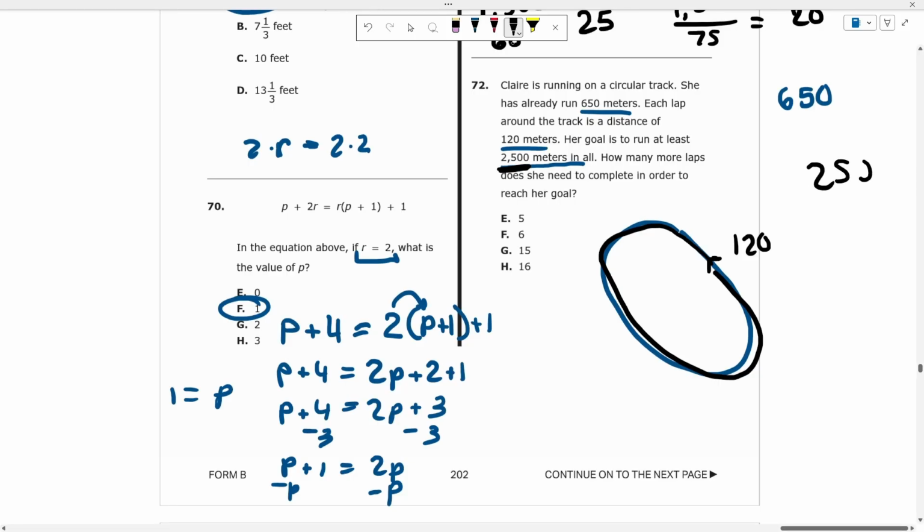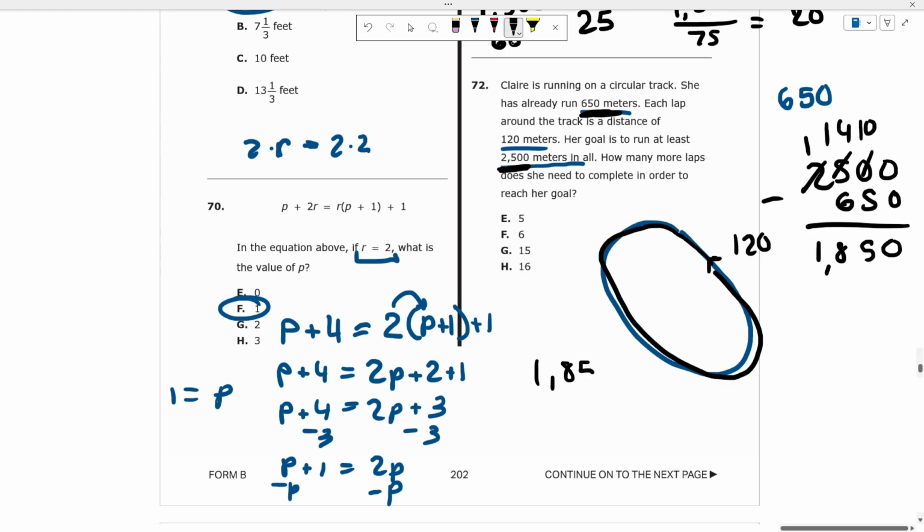So the first thing I'm going to do is I'm going to subtract that 650 that she already ran from her total goal, right? And I'm going to be left with 1,850. So because she already ran 650 meters, she then needs to run an additional 1,850 meters. Okay? So now, if each lap is going to equal 120 meters, I'm dividing my total distance by the length of each lap to find the total amount of laps that I need to run.